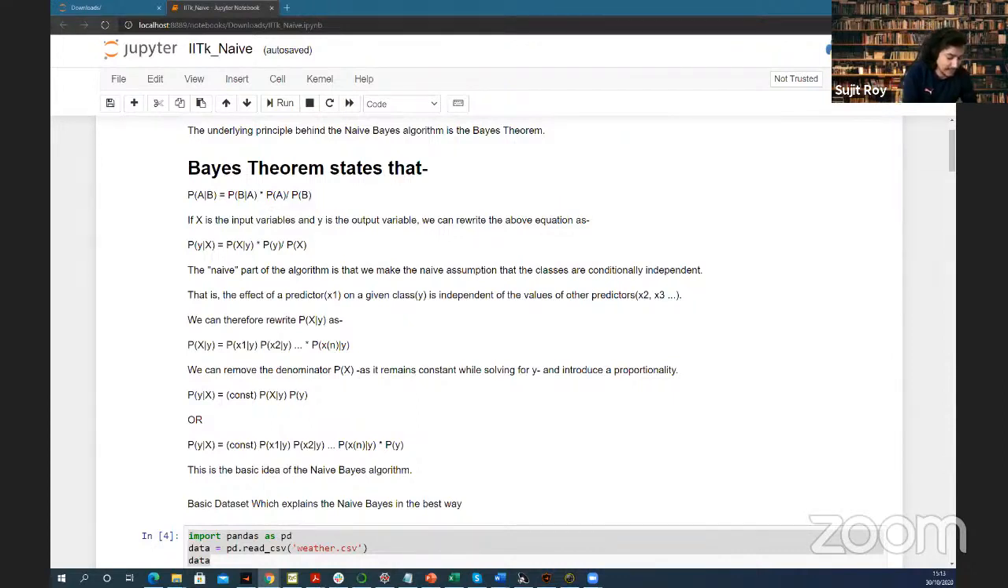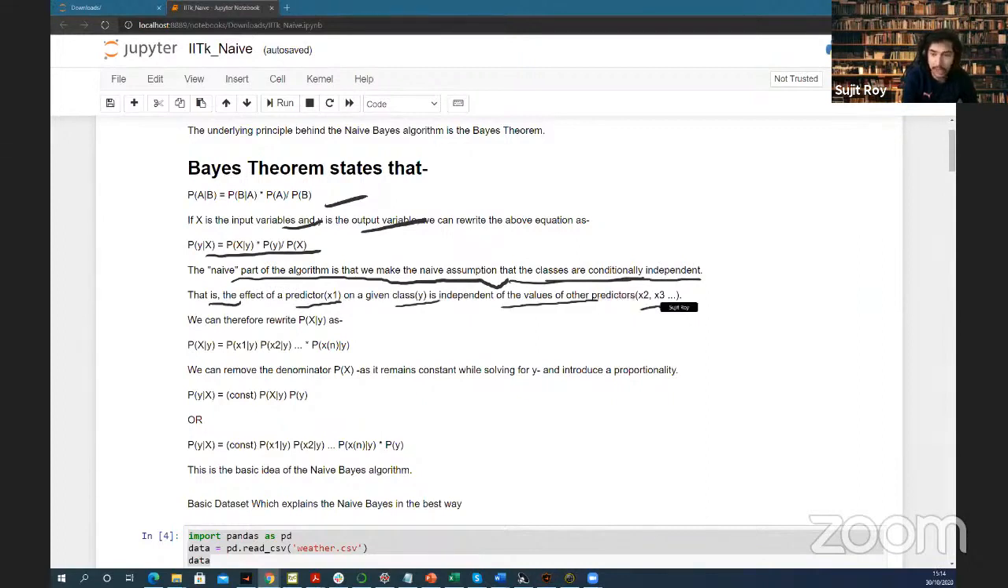So we have this theorem, and if x is the input variable and y is the output variable, we can rewrite the above equation as this. I hope there is no problem in that. The naive part of the algorithm is that we make the naive assumption that the features are conditionally independent. What this means is that the classes have features, and there can be many questions people can ask you about why naive Bayes is so naive. Naive Bayes is so naive because it doesn't take into account the dependency of one feature on another. It treats every feature as independent. So all the features are conditionally independent. That is, the effect of predictor X1 on a given class Y is independent of the values of other predictors, that is X2, X3, or some other.